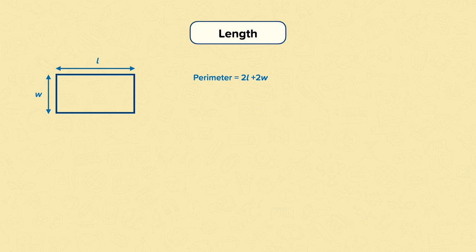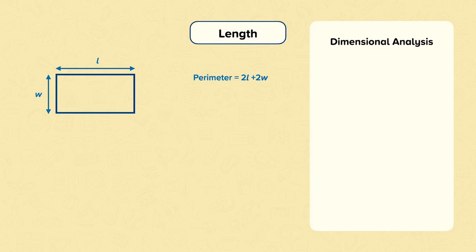Taking length first of all, we had that the perimeter of a rectangle is 2L plus 2W. To help us complete dimensional analysis on this, we can follow a few rules. Constants, the numbers used in multiplication and division in the formula, don't have dimensions, so they can be ignored in dimensional analysis as they don't have an impact. 2 times a length is still just a length.